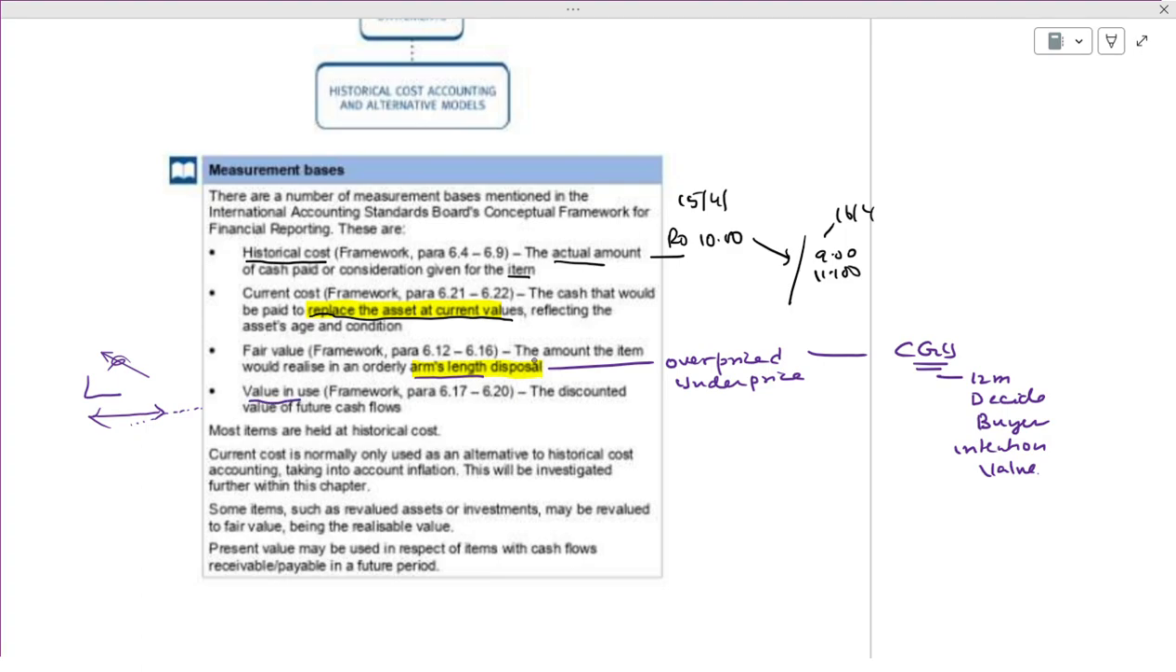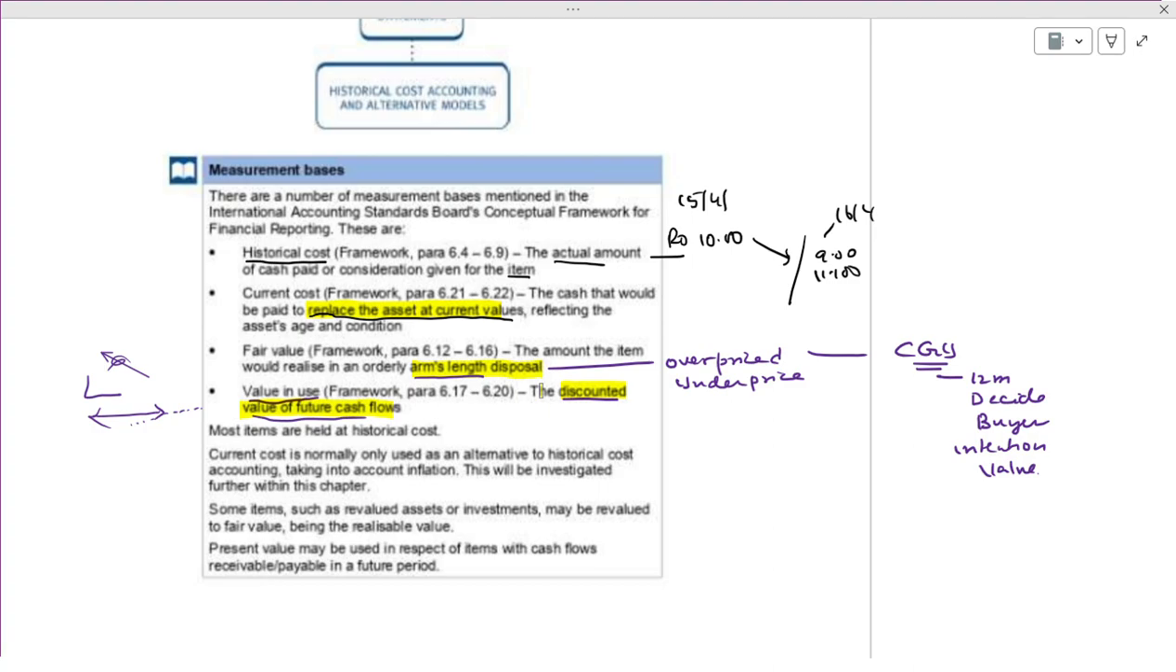Value in use. Here value in use is the discounted value of future cash flows. The discounted value of future cash flows. So what will be the future value? The same thing we have done. We have discounted with the discount rate and we have calculated what the future value will be.